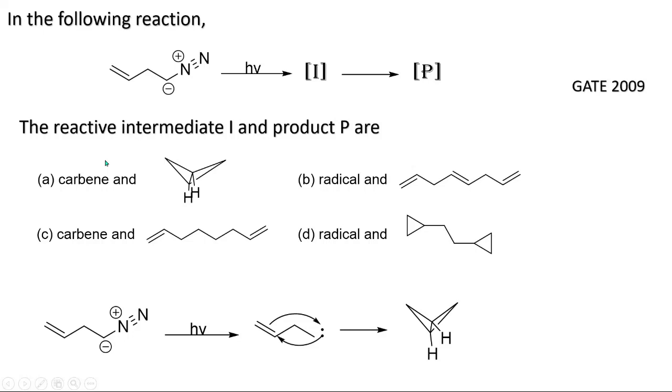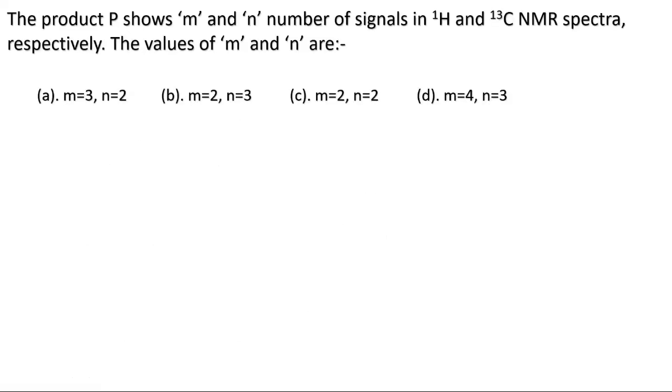Now the next question is very interesting. The product P shows M and N number of signals in 1H and 13C NMR spectra respectively. The values of M and N are? If you see the molecule, whatever product we have got has 1H NMR signals and 13C signals also. Now what are the values of M and N? M corresponds to the 1H signals and N corresponds to the 13C signals.